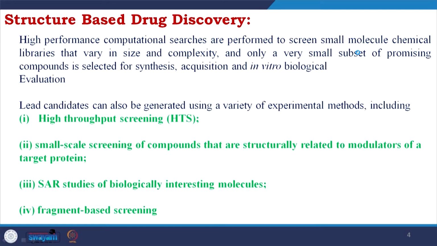With improvement or with replacement of those high throughput experimental techniques, more and more by using computation, by combining experiments with computation, the fewer experiments you have to do, so that you could speed up the process as well as cut the cost. More computer involvement, less cost. So, lead candidates can also be generated using a variety of experimental methods, including high throughput screening, which we talked about.